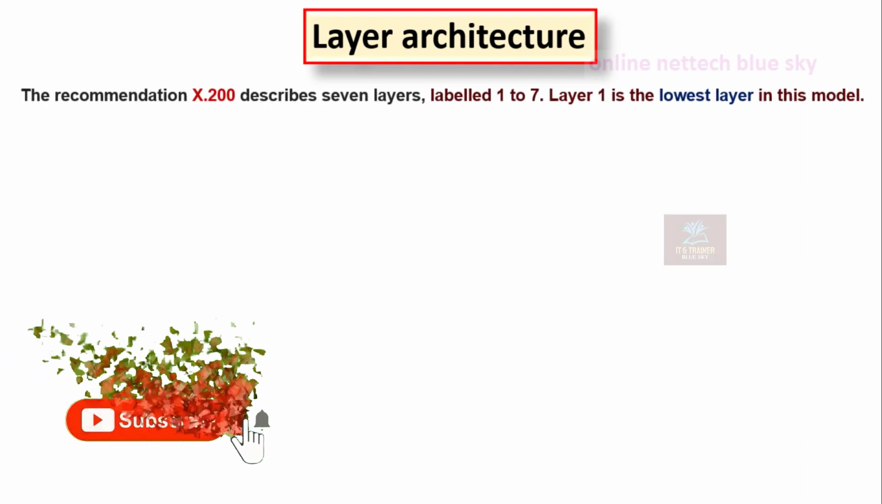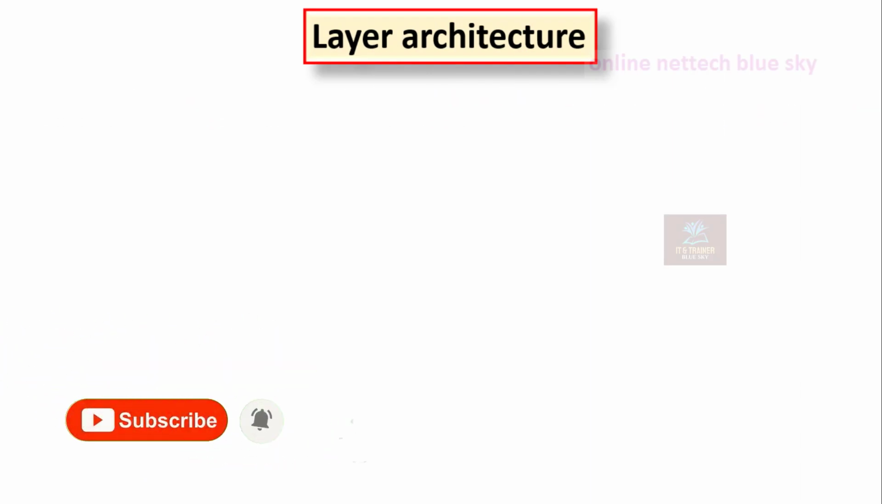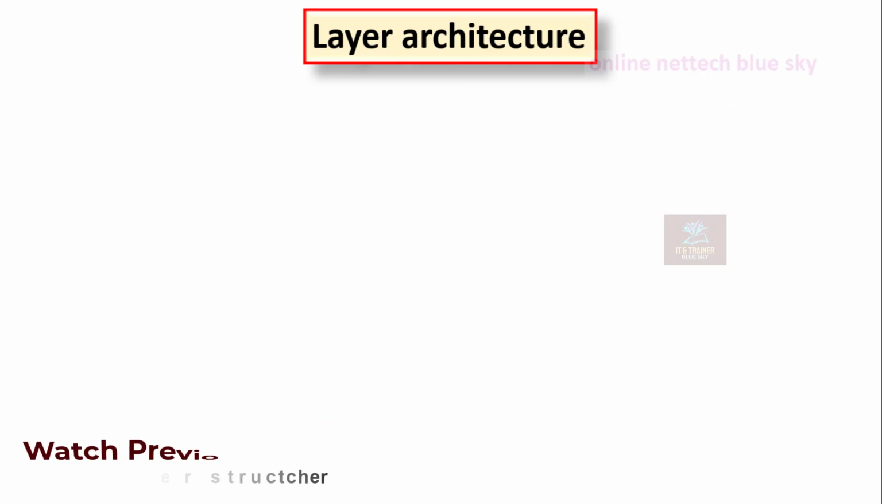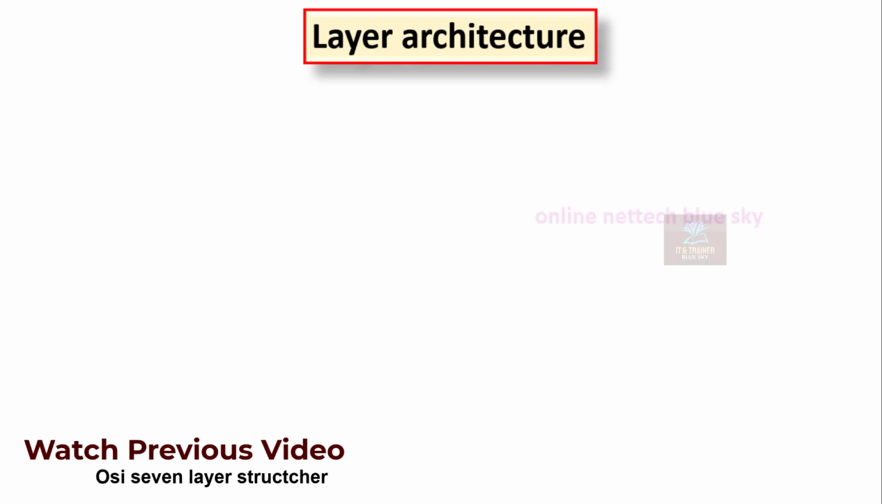I will start the layered architecture one by one. Today I'm just starting the layer architecture of the OSI model. So what is a layer architecture and how many types of layers are in the OSI model? But before starting OSI layer architecture, watch my previous video with OSI related information. Otherwise you cannot understand the layer architecture of OSI networking communication.